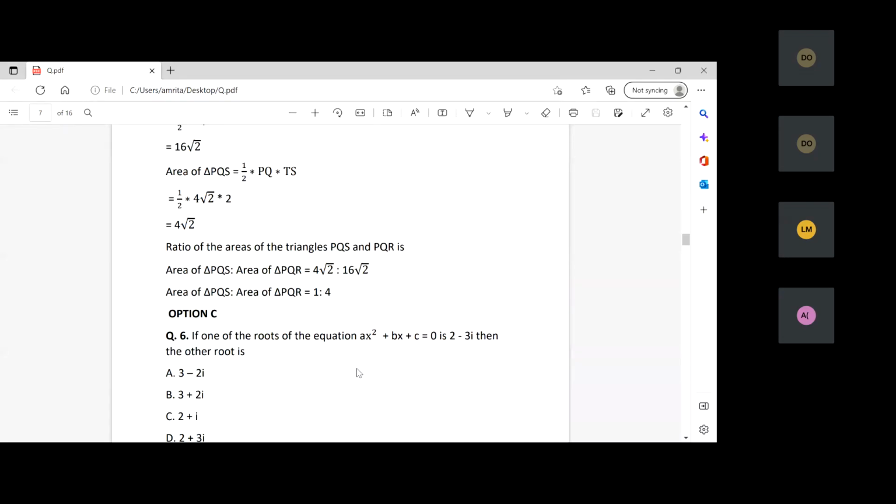It has two parts, real and imaginary. You need to think about that only. So there are different options. Option A is 3 minus 2i. Option B is 3 plus 2i. Option C is 2 plus i. Option D is 2 plus 3i. Which will be the answer? I'm waiting for your replies in the chat box.